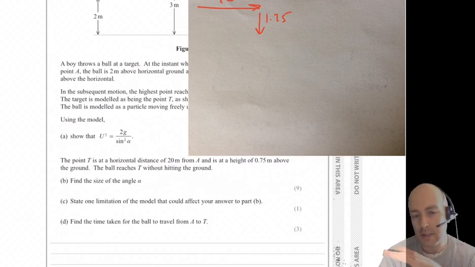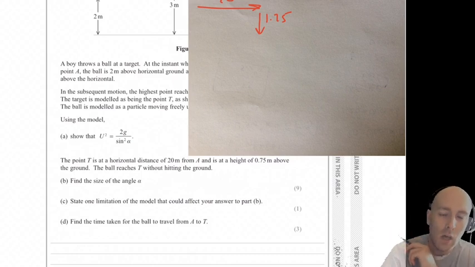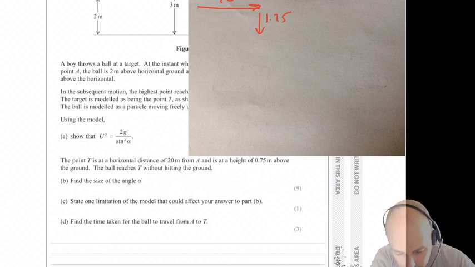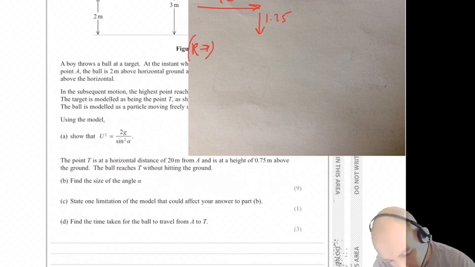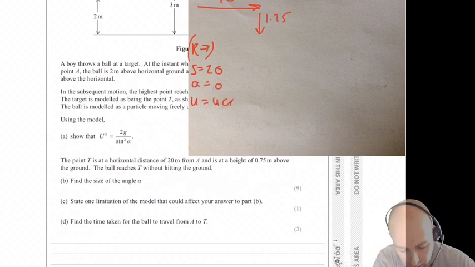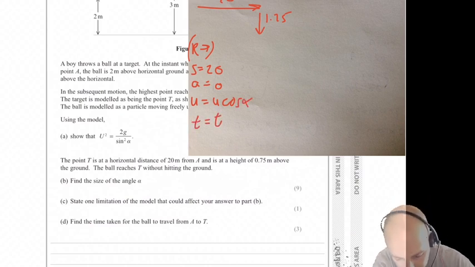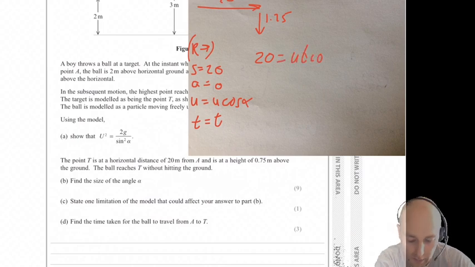We need to resolve horizontally, vertically, and then combine it with the stuff we already did in part A. So I'm going to resolve horizontally first. Horizontally, we know our displacement is 20. We know a is 0. And we know u is u cos alpha. And t is going to be t because t is the same in both equations. So if we resolve this, we're going to get s equals ut plus half at squared. 20 equals ut cos alpha, and then nothing. So that's what we get for that one.